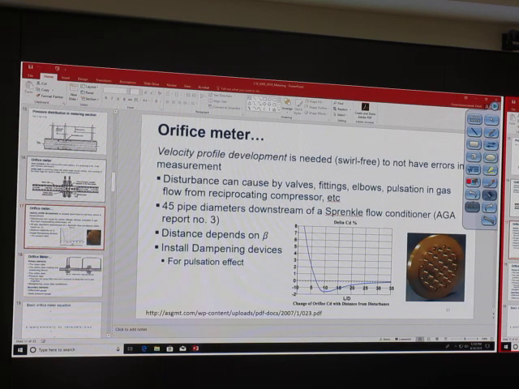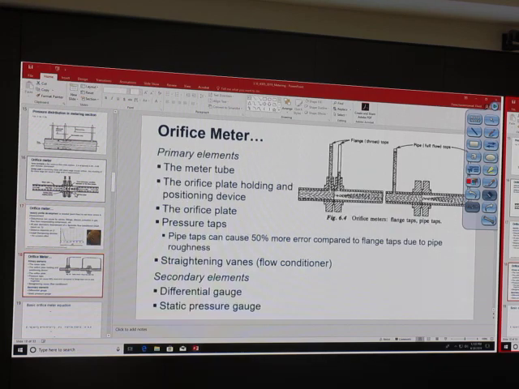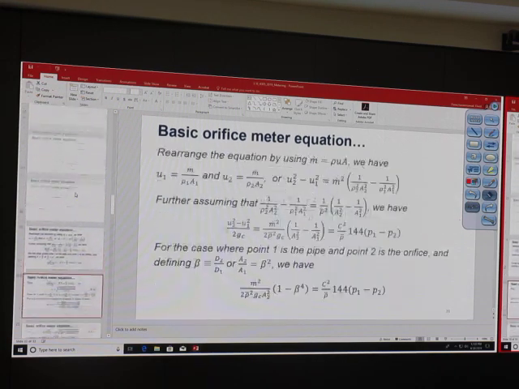I think that's a flow conditioning system, not the dampening device. I think this is not the dampening device. I changed that during the lecture.